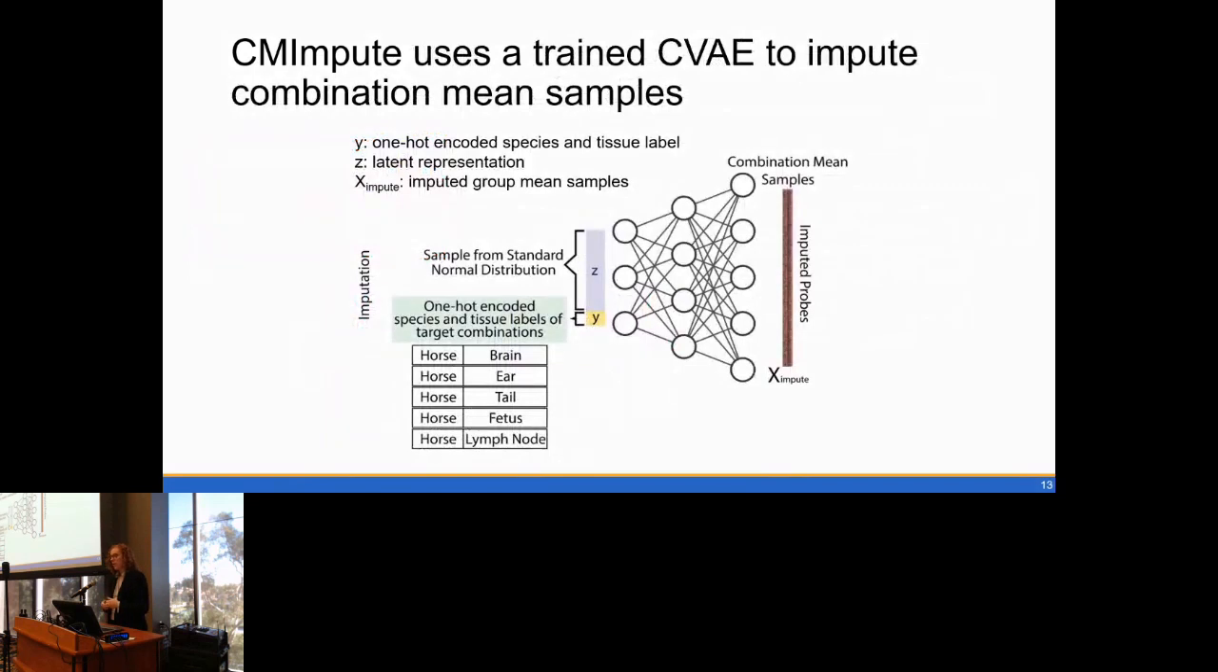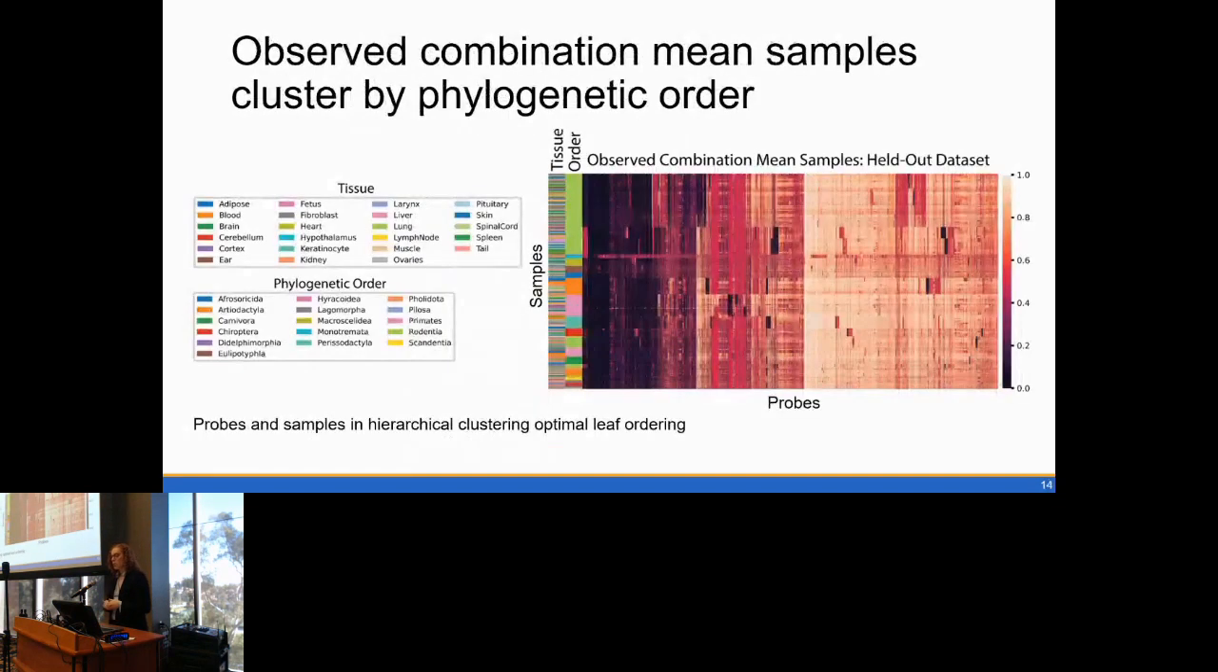Thus, once trained, the labels of the target species and tissue combinations can be inputted into the decoder, which, with the learned species and tissue relationships, is able to impute a sample that represents these missing combinations. To test CM-impute, we performed a 5-fold cross-validation analysis.